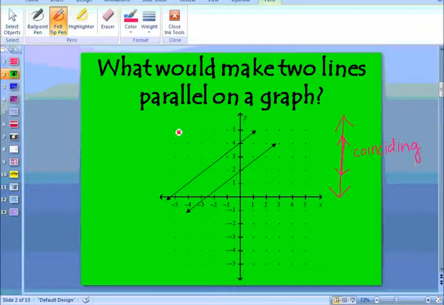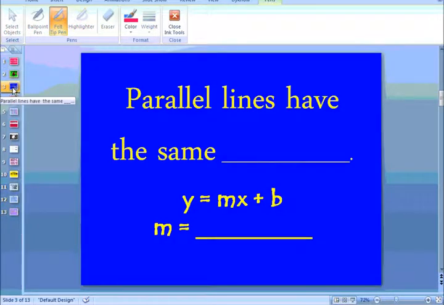But if we look at the one drawn here, they're not on top of each other because this one goes through the y-intercept of 2 and this one goes through the y-intercept of 4. So we have different y-intercepts, but there's something that's the same about these two lines that's making them parallel. Parallel lines have the same slope.